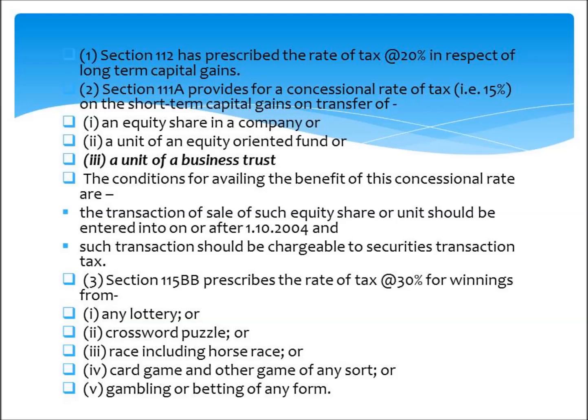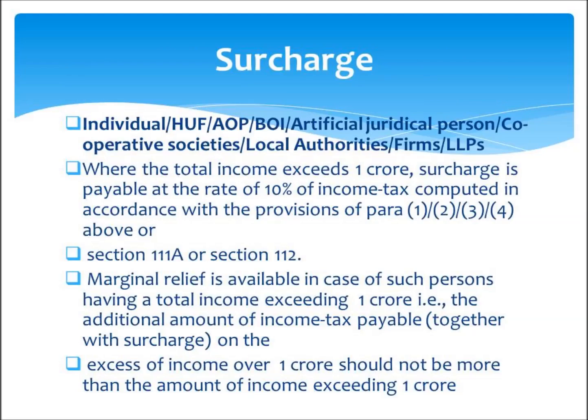So what did we learn in this slide? What are the other types of income and what are the rates charged? In terms of long-term capital gains, it is 20%; short-term capital gains, it is 15%; and winnings from any lottery, crossword puzzle, races, etc., it is 30%.